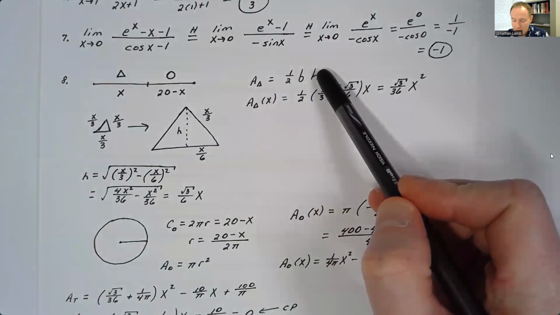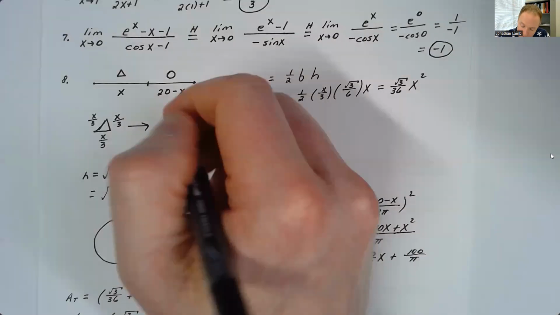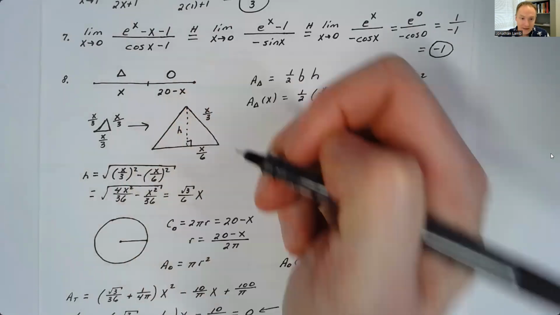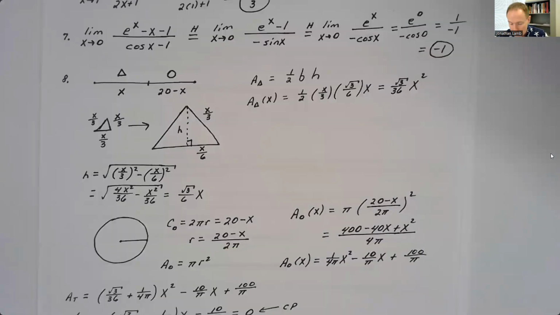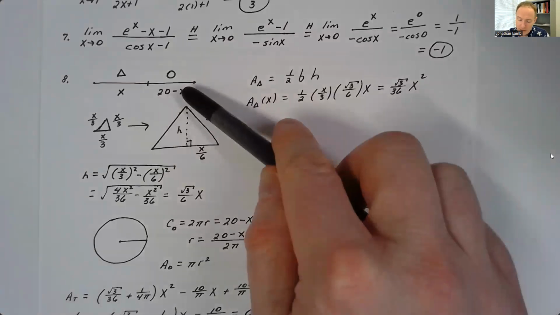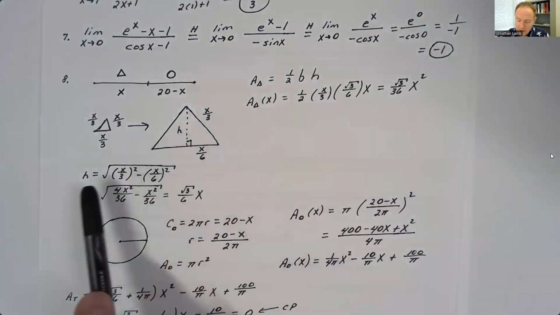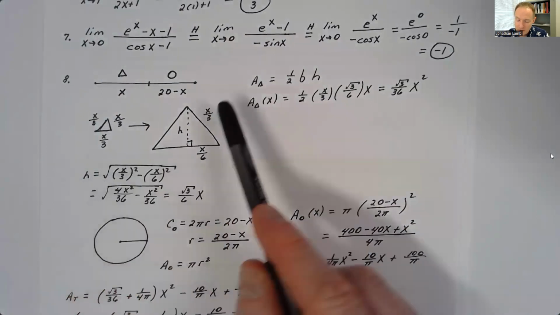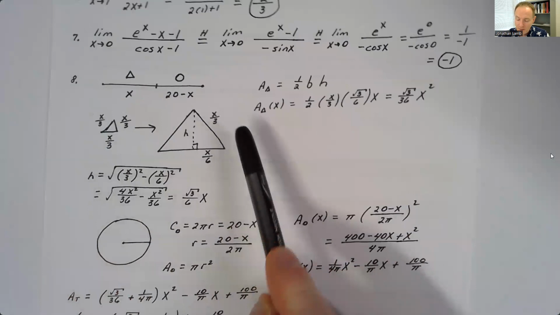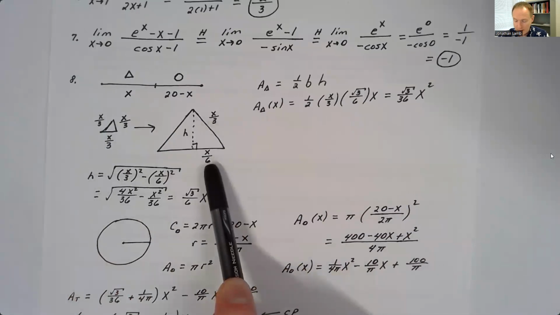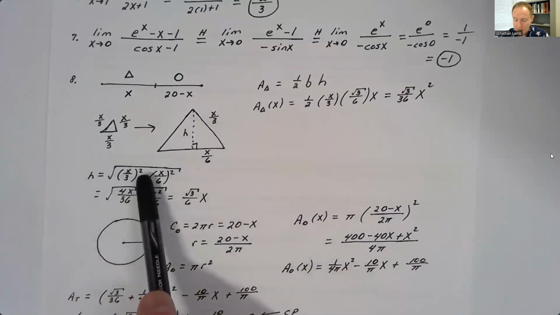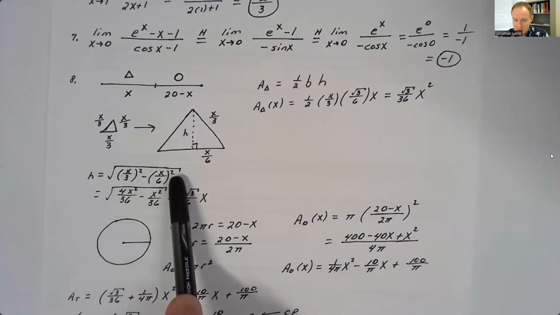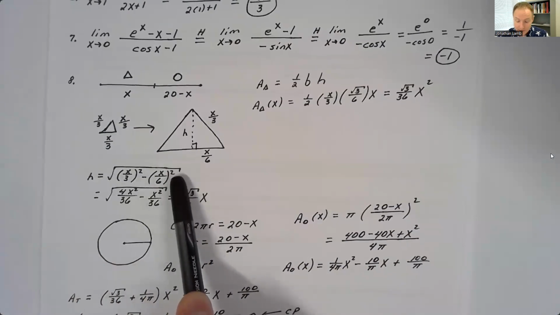No problem at all, because now we know that that height is merely a side of a right triangle within that equilateral triangle, where the hypotenuse would be x over 3. Anytime you have a side of a right triangle, that side's length is always going to be the square root of the square of the hypotenuse minus the square of the other leg of the triangle. So in this case, it's the square root of x over 3 squared minus x over 6 squared.